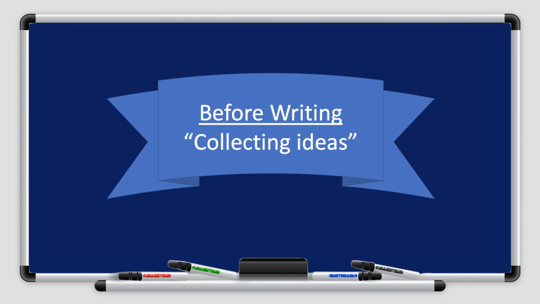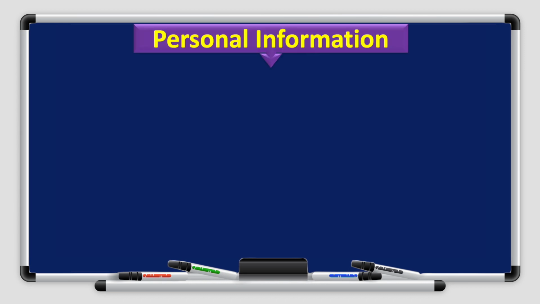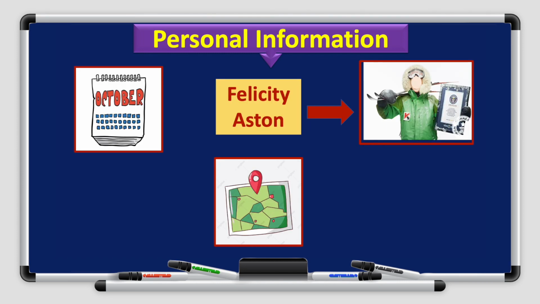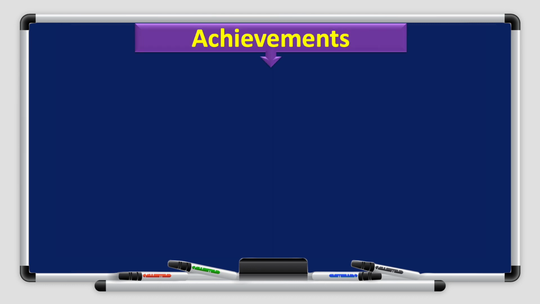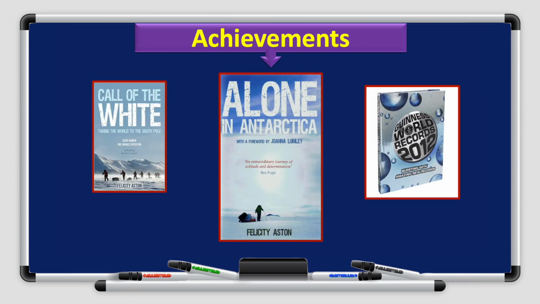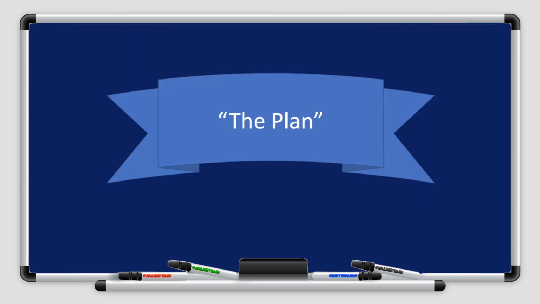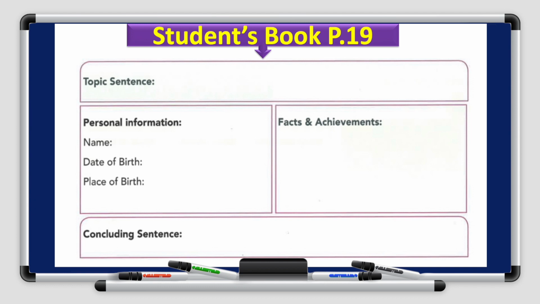Before writing, you will collect ideas. So this is the planning process here. You will collect ideas and research information on the person. For example, date of birth, place of study, education, and so on. And for your second paragraph, you will also collect ideas about the achievements. So if the person has any major achievements, did they write any books? Did they do any major accomplishments? Now we have our plan. This is how your plan will look like. You can find this in your student book, page 19.